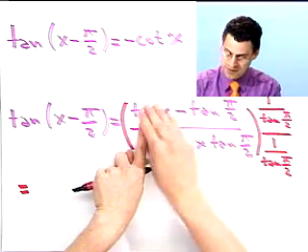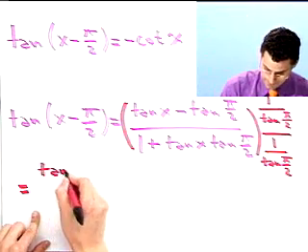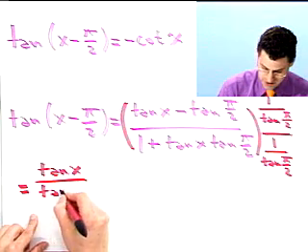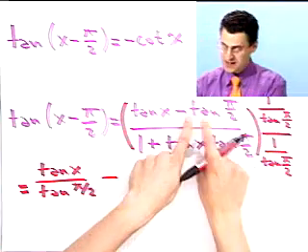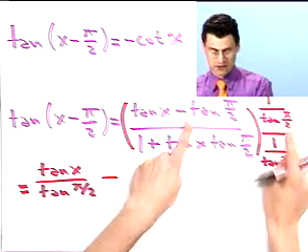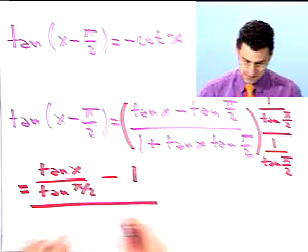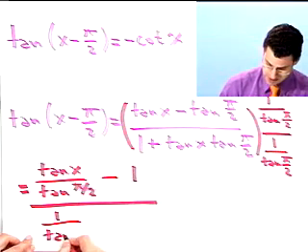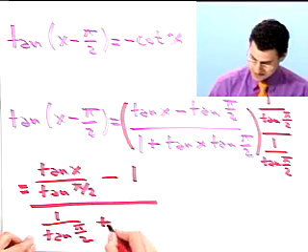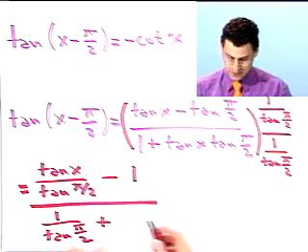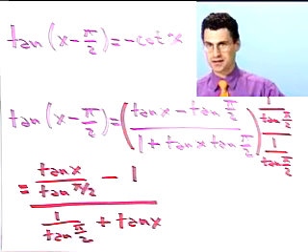When I distribute this, what do I see? I see tangent of x over tangent of pi over 2 minus, and then tangent pi over 2 divided by tangent pi over 2 is just 1. And then what do I have on the bottom? I have 1 times that, so that's 1 over tangent of pi over 2. And then I have plus, and then there's a cancellation here. I'm just left with tangent x.